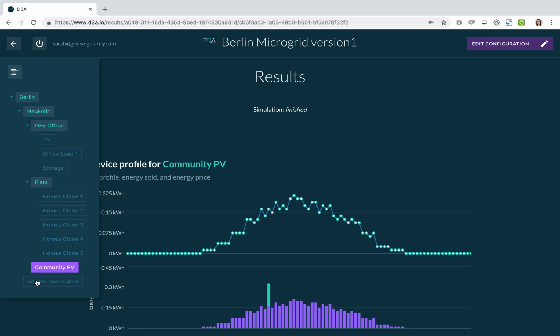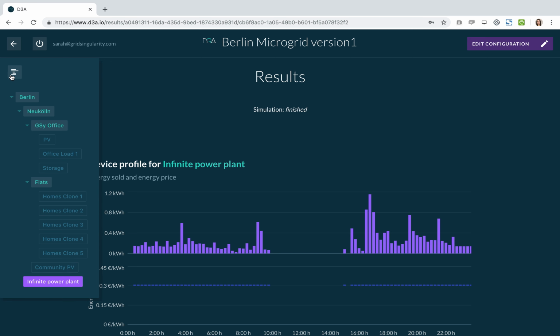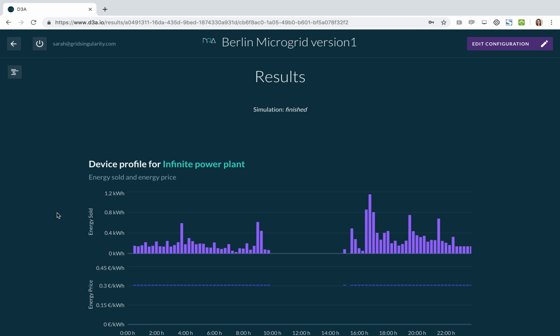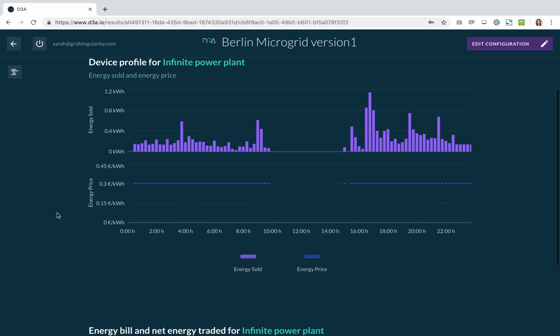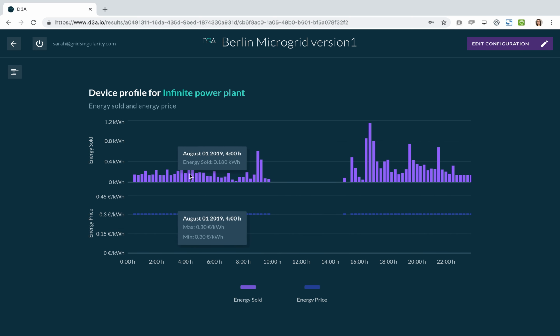Lastly, we can look at the infinite power plant. This graph is pretty simple. We see where the infinite power plant is selling energy and what the price is. It's selling at a set rate of 30 cents.